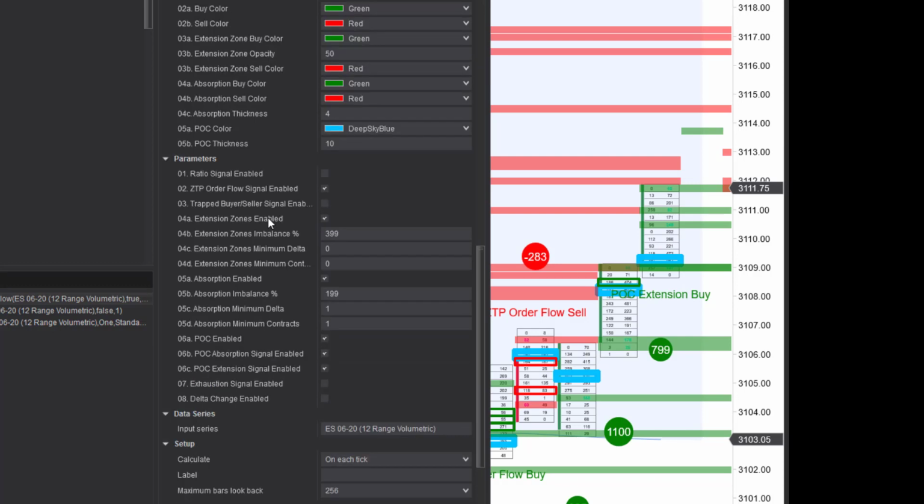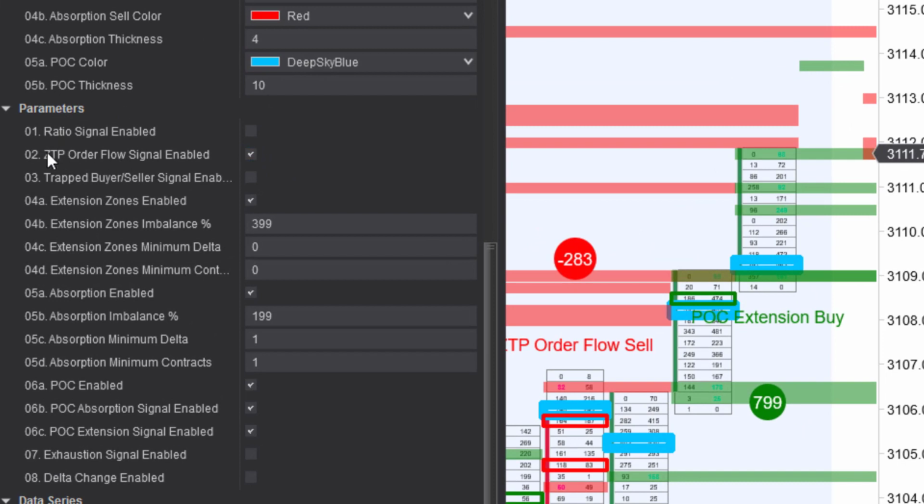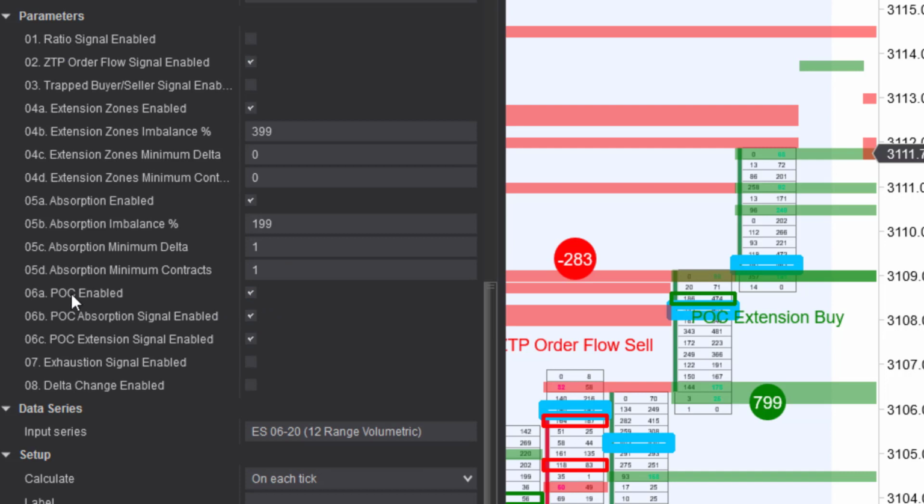So the only other settings that I am using here is the ZTP order flow signal, and that is checked. The extension zones are enabled with 399, 0, and 0. The absorption is enabled with 199, 1, and 1. I am looking at the POC, and I have the POC absorption signal enabled and the POC extension signal enabled. And those are basically all of the settings to get that.